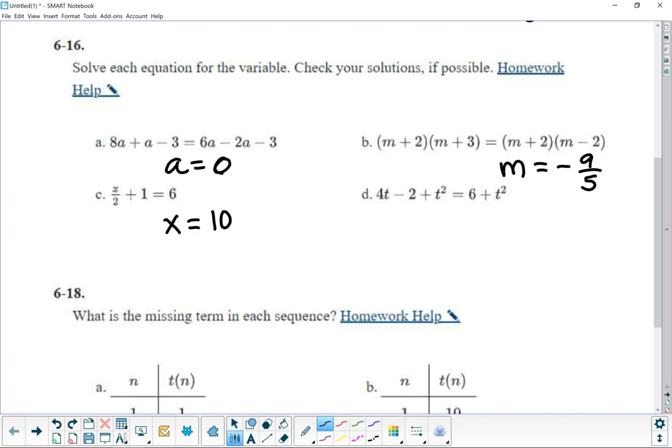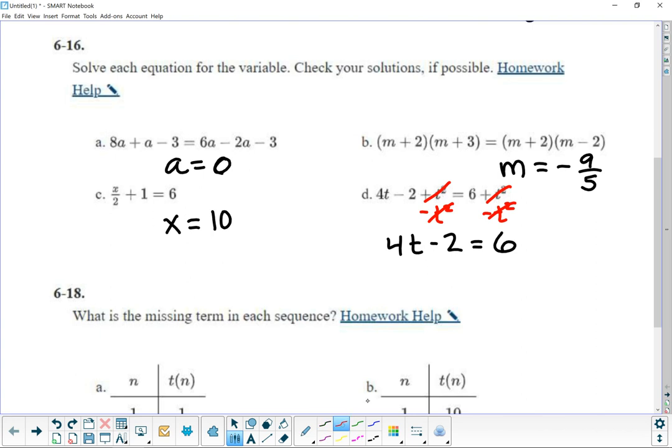The last one, combining like terms. Let's see. I can go minus t to the second power and minus t to the second power, which is going to cancel those and also cancel those. So that's actually going to be pretty nice. I'm going to be left with 4t minus 2 equals 6.